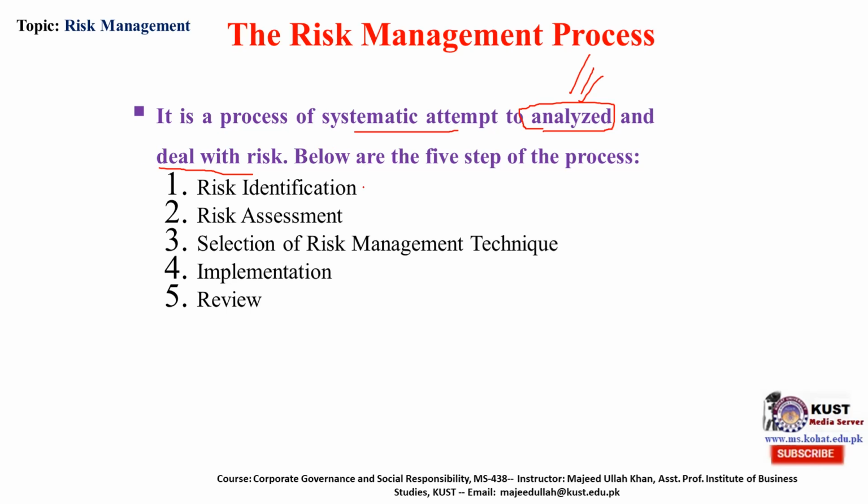There are five steps in the process. First, identify the risk. Without identification, risk management is impossible. Then assess the impact and severity of the risk. Then choose whatever technique you will use for risk management. Then implement your plan, and then review all these steps time and again. This is basically the risk management process. We will discuss them one by one in detail.